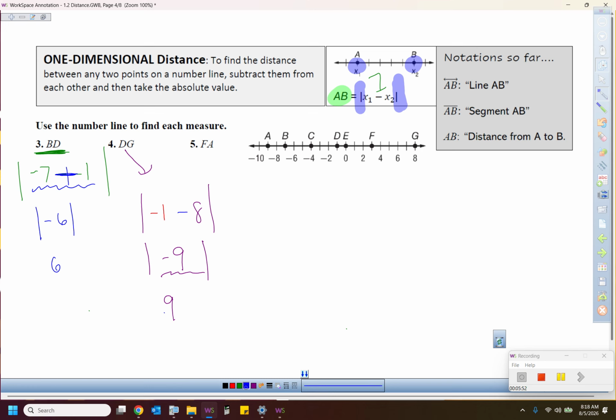So the last one of these is find the distance from F to A. Start with a bar. F is at 3. Take away A, which is at -9, so there's a minus, which turns into a plus, and then we get the absolute value of 12. Sorry that my pen didn't work very well right there. Absolute value of 12 is 12. Absolute value does not mean change the sign, it means to make it positive, and 12 was already positive.